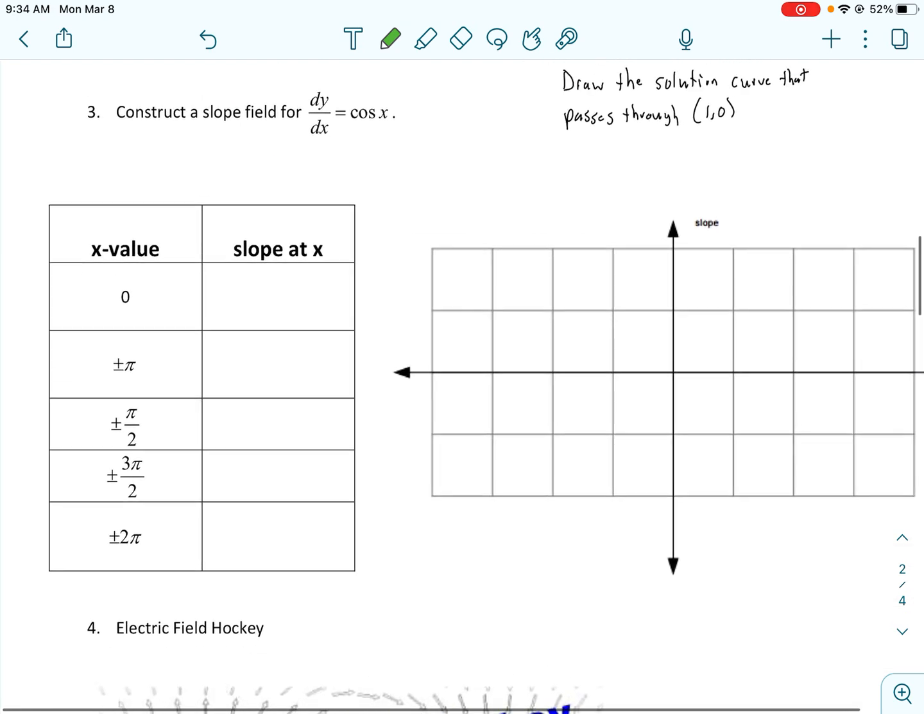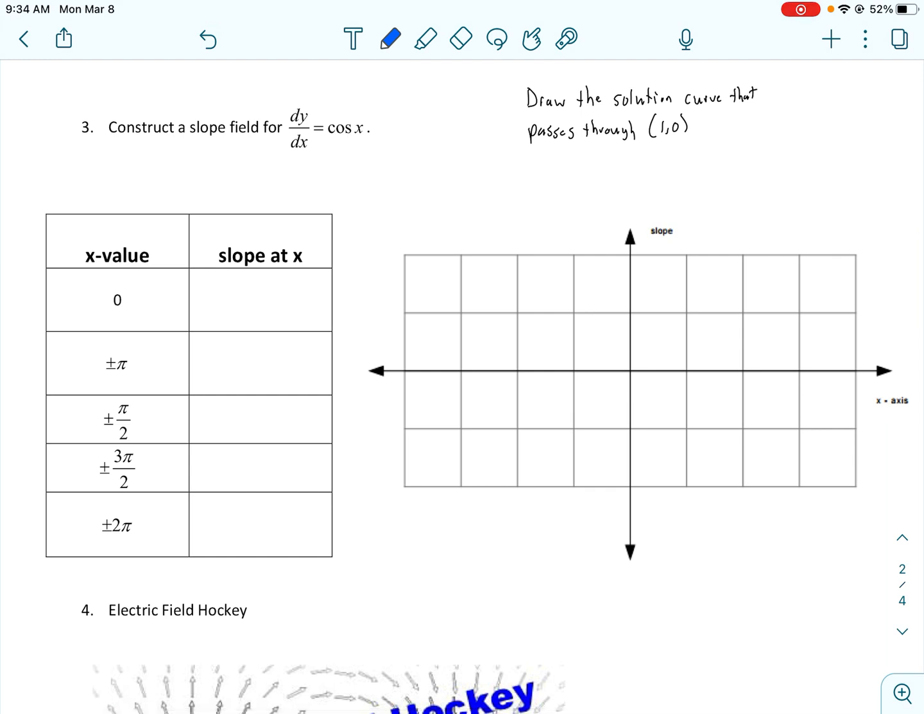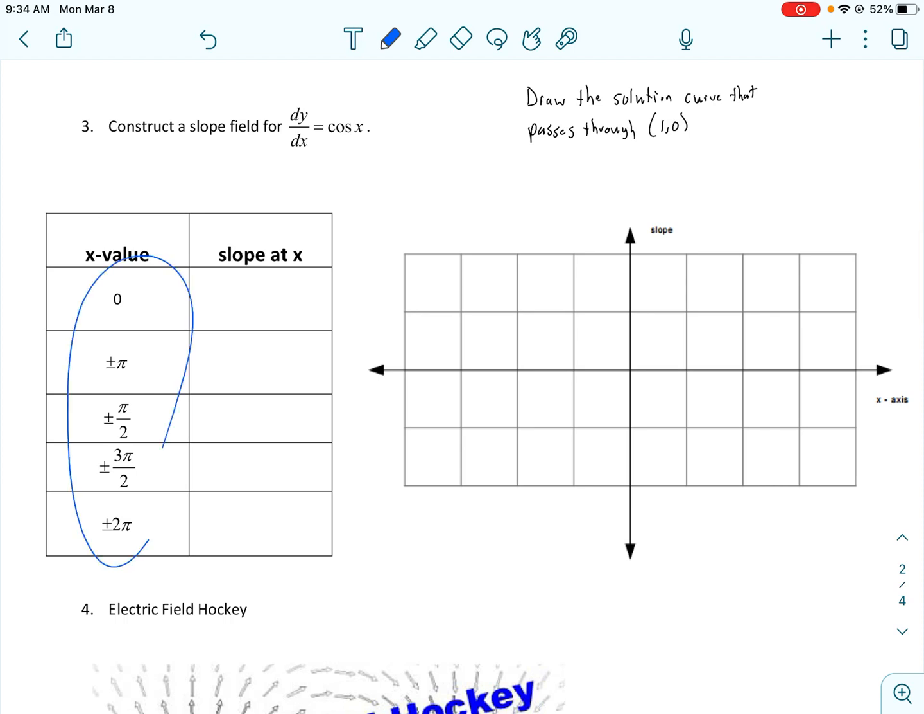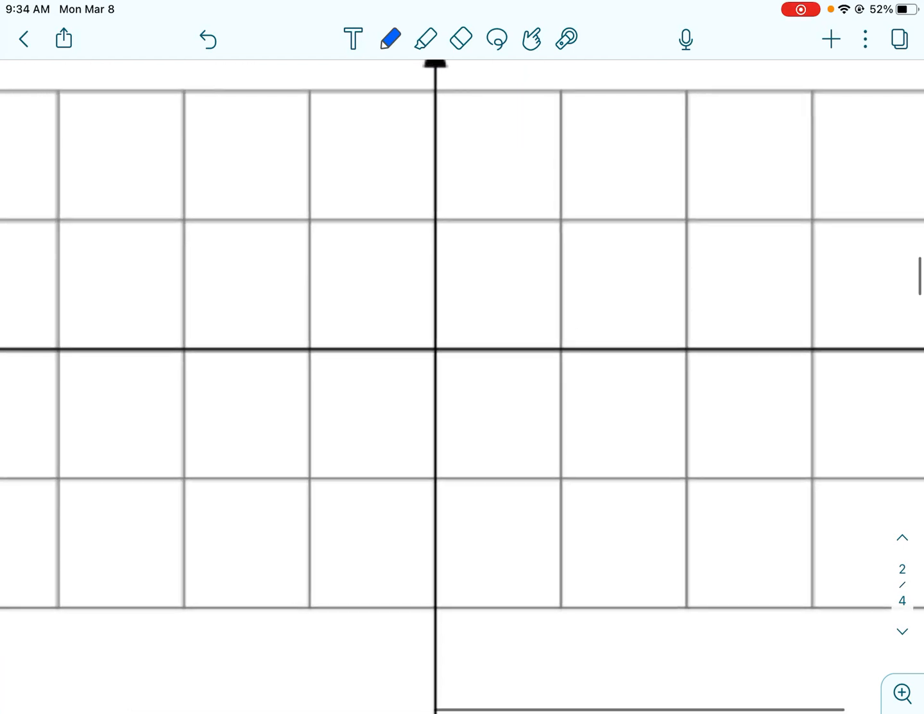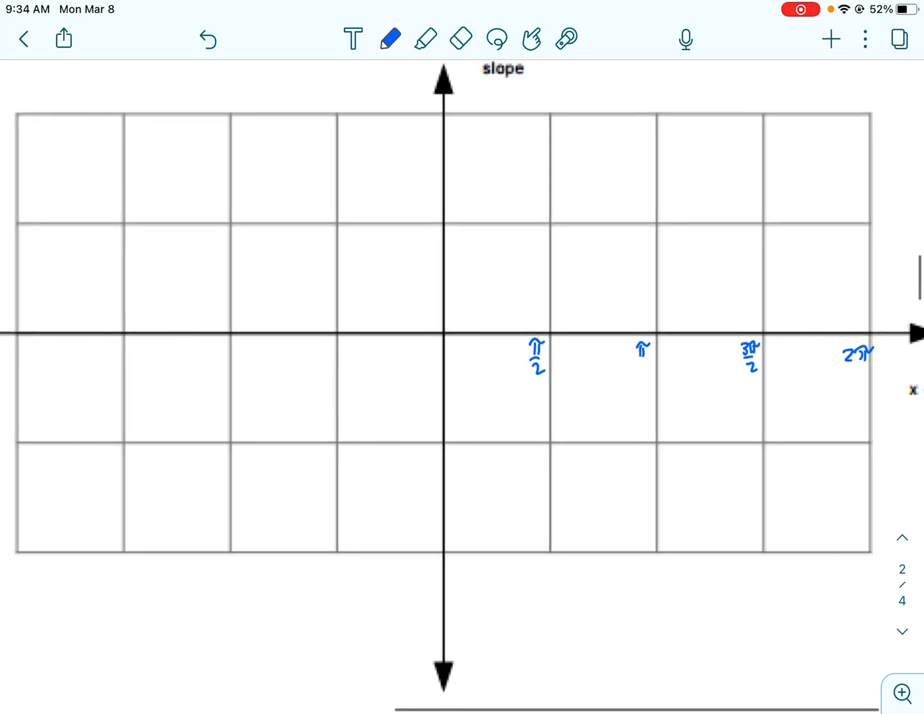All right, now we're going to construct a slope field. So what a slope field is: we're going to find slopes at different points and then draw little tick marks to represent that slope at different points on the graph. So our derivative here is cosine of x. And we're going to find values of cosine at different values on the unit circle that we know. So we have pi over 2, pi, 3 pi over 2, and 2 pi. And then this is negative pi over 2, negative pi, negative 3 pi over 2, and negative 2 pi.